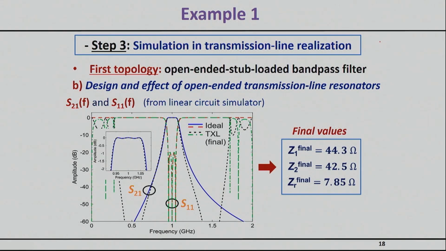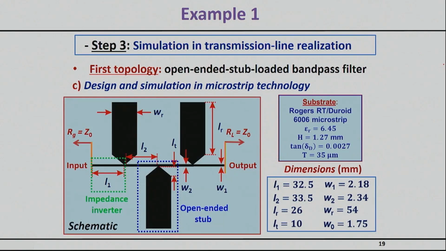So in fact, this is the full simulation now, having replaced my inverters with ideal lambda by 4 transmission lines and having replaced my LC resonances with ideal stubs. Here I still have not done any microstrip simulations. Everything is ideal transmission lines. And already you can see that you start getting some spurious responses far away from the filter here and here. So these are the final values, the 3 values that I wanted to find. And let's see what the result is.